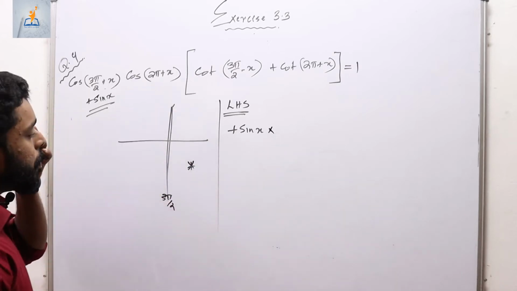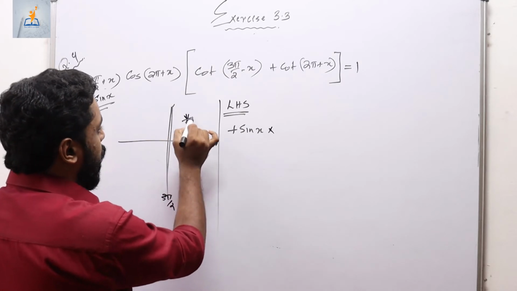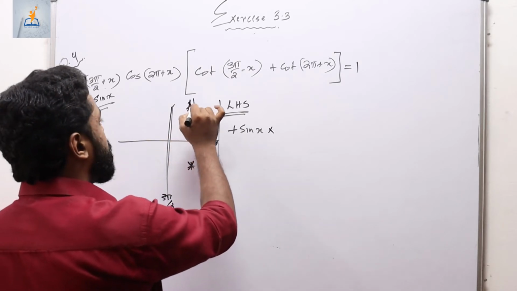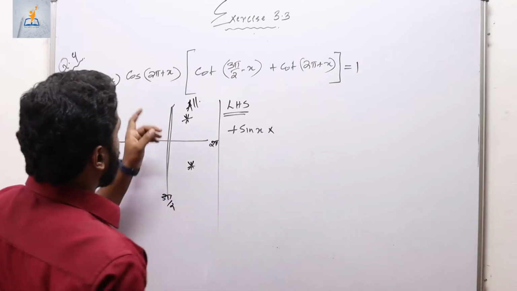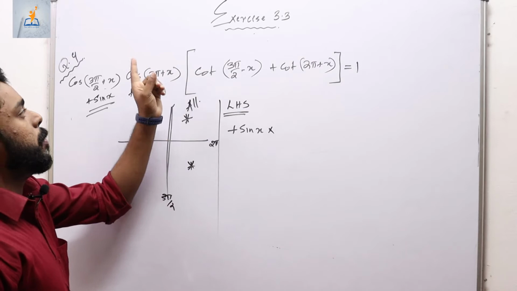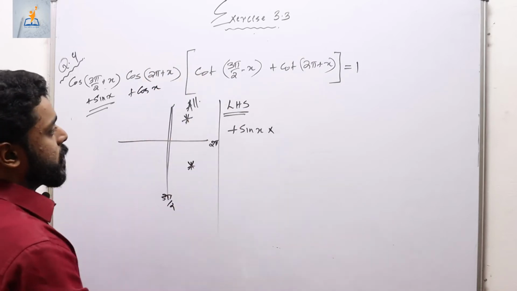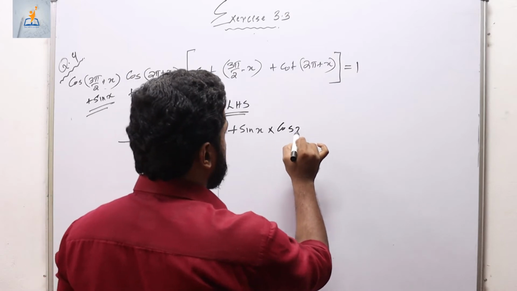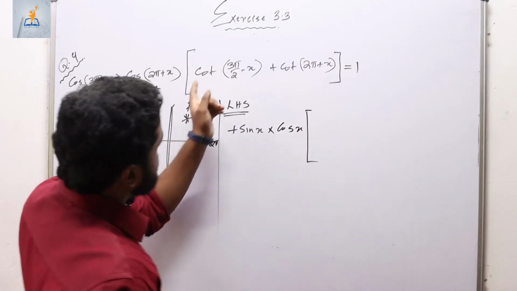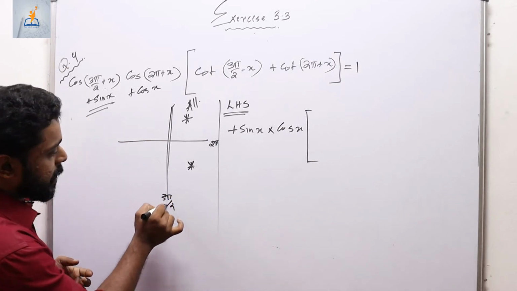Now cos(2π+x), as you know that 2π is here, so 2π+x will lie here. Here all trig functions are positive, hence the answer is positive. Also we know that the sum is taken with an integral multiple of π, hence the trig function will remain the same. So it is cos x. So sin x into cos x into, let us enter into the bigger bracket, cos(3π/2−x). This is 3π/2.